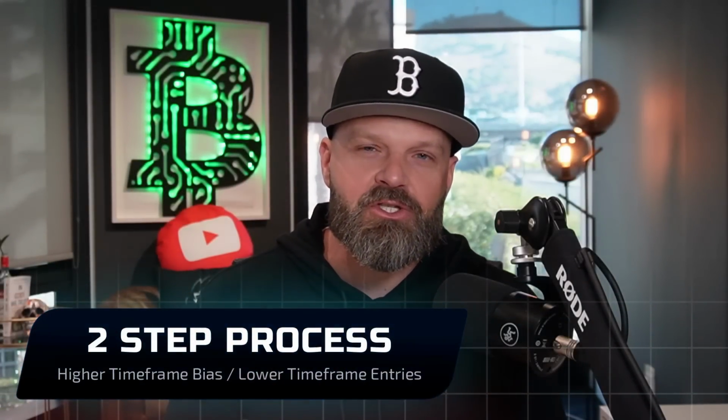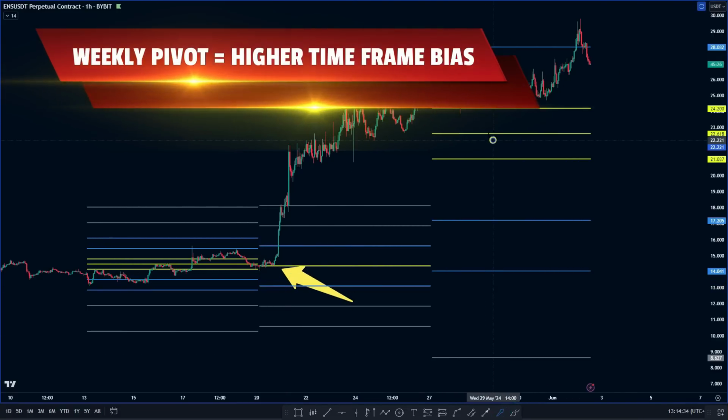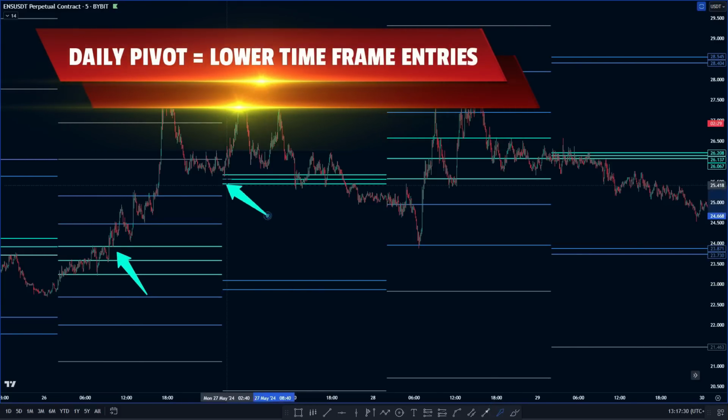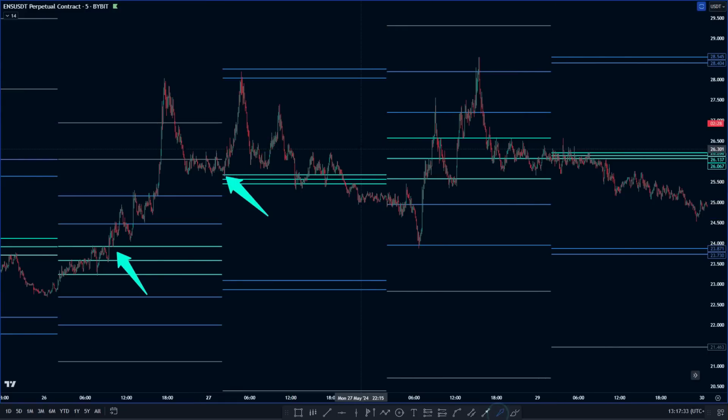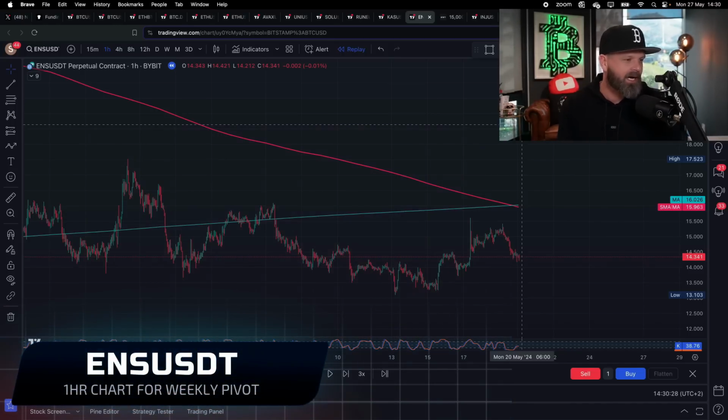What we're going to do first is use the weekly pivots to determine our higher time frame bias. Once we know what that is, we're going to dial into the dailies and look for entries. Let's choose a token that we want to pay attention to. Today we're going to use ENS. As you can see, I've got the ENS chart open in front of me on the 1 hour time frame.